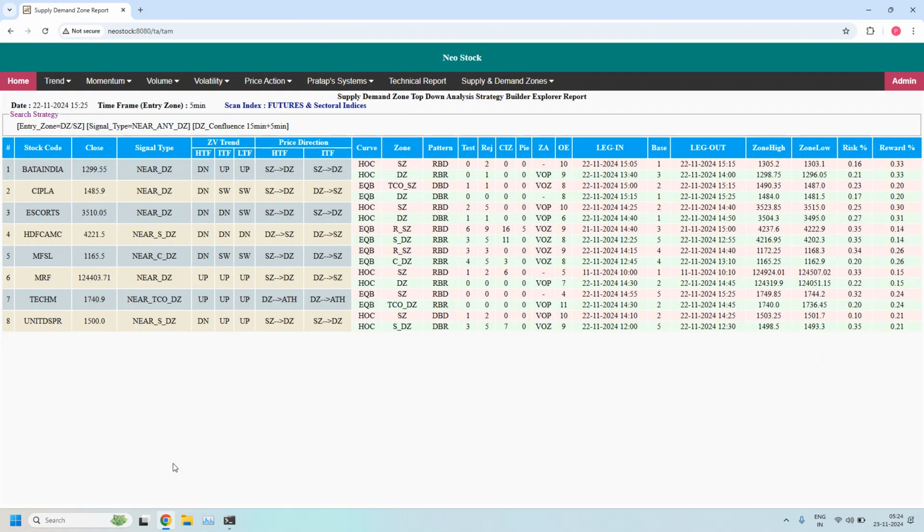All these 8 demand zones are part of the 15 minutes demand zone. These are all 5 minutes demand zones. They are part of 15 minutes demand zone.